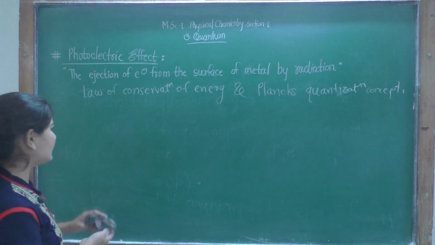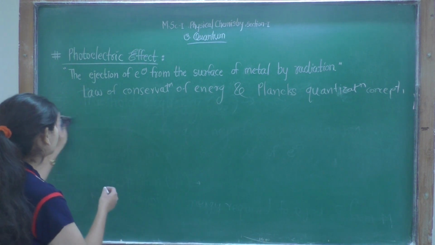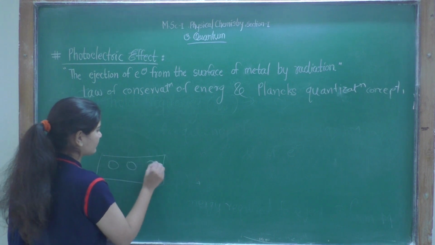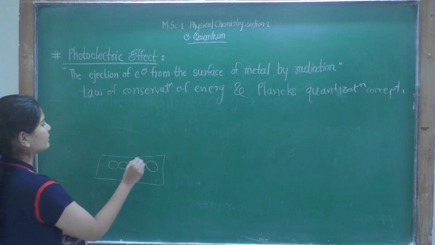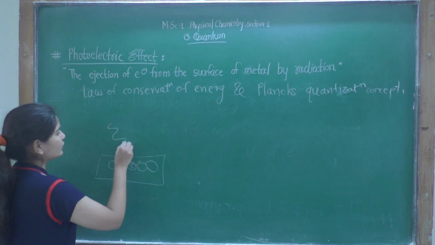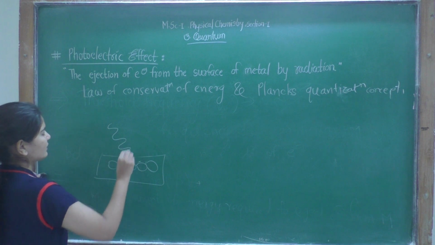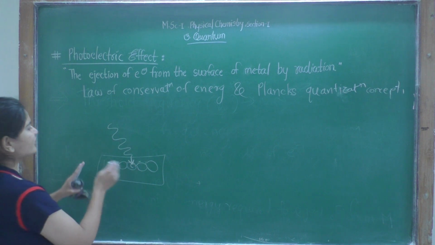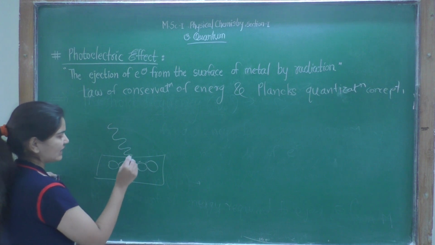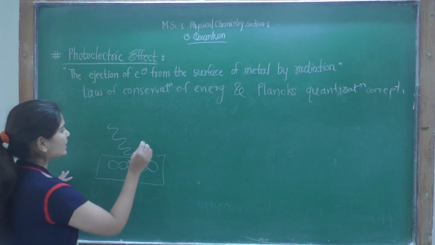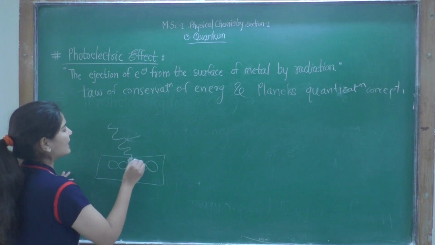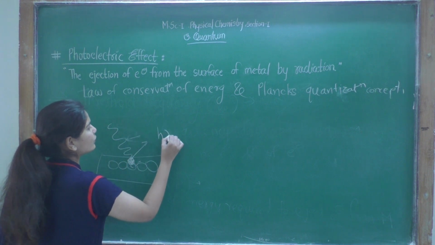Einstein showed that, see, if this is a metal surface, and these are the electrons, radiation is going to irradiate the metal surface. Because of this radiation, the incident photon has energy h nu.